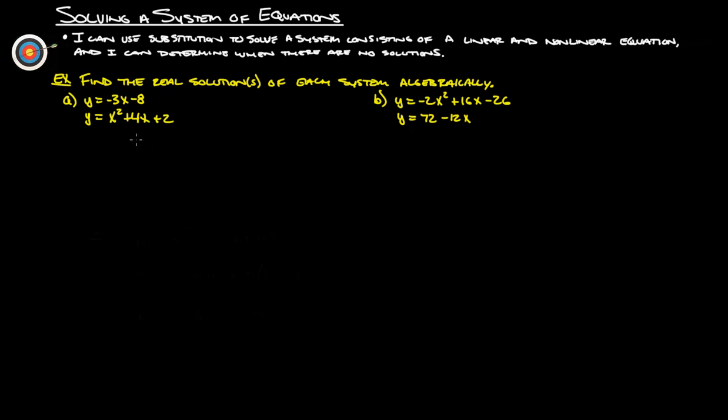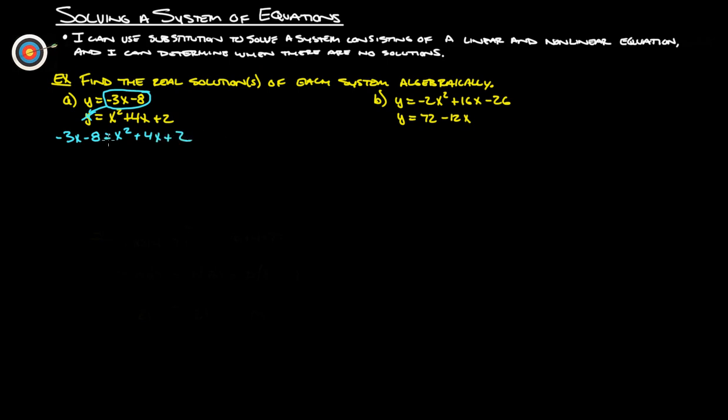Okay, so we have two equations. Here's our linear and here's our quadratic. Since both of these things equal y, we're simply just going to substitute one into the other. So wherever I see y, I know I can plug in -3x minus 8. So I'm just going to plug that in for this y right here. So we're going to end up with -3x minus 8 equals x squared plus 4x plus 2.